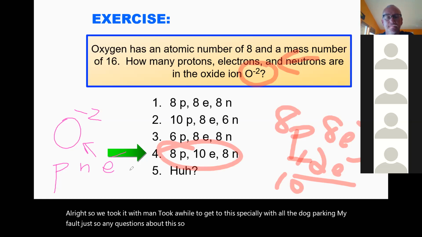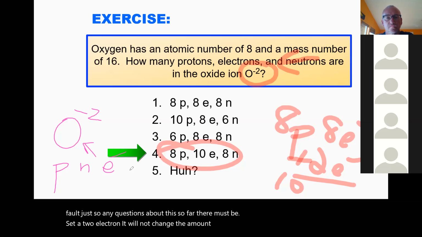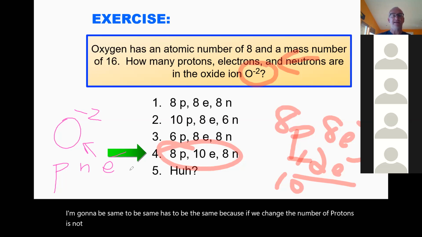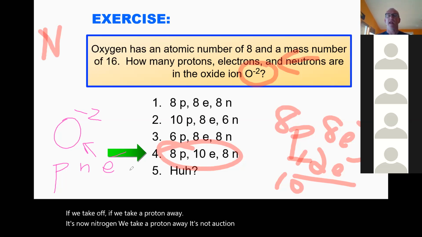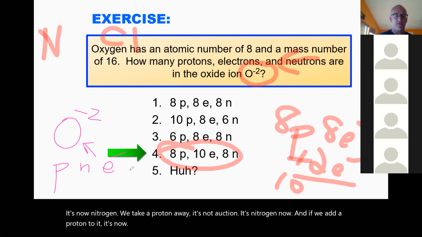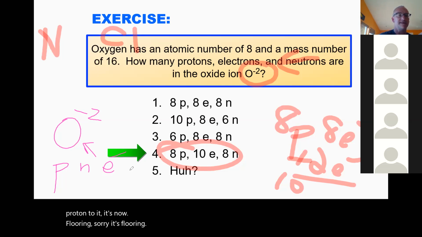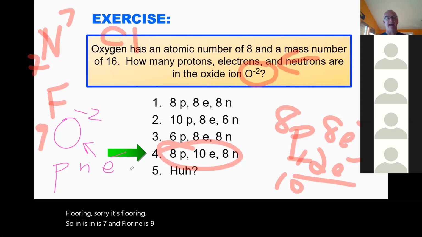Just I want to make sure when we add 2 electrons, it will not change the amount of protons. It's going to be the same 8. Has to be the same, because if we change the number of protons, it's not oxygen anymore. If we take a proton away, it's now nitrogen. And if we add a proton to it, it's now fluorine. So N is 7 and fluorine is 9. It's completely different chemical properties.